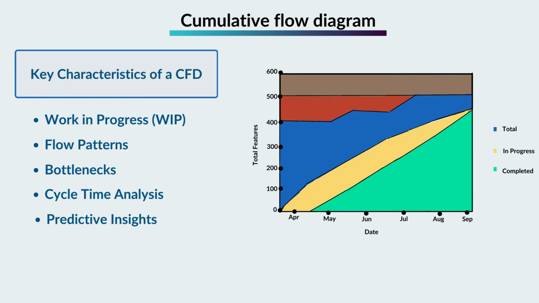Bottlenecks: areas where the color bands widen or accumulate may indicate bottlenecks in the workflow. These are stages where work items are taking longer to complete, potentially slowing down the overall progress of the project.